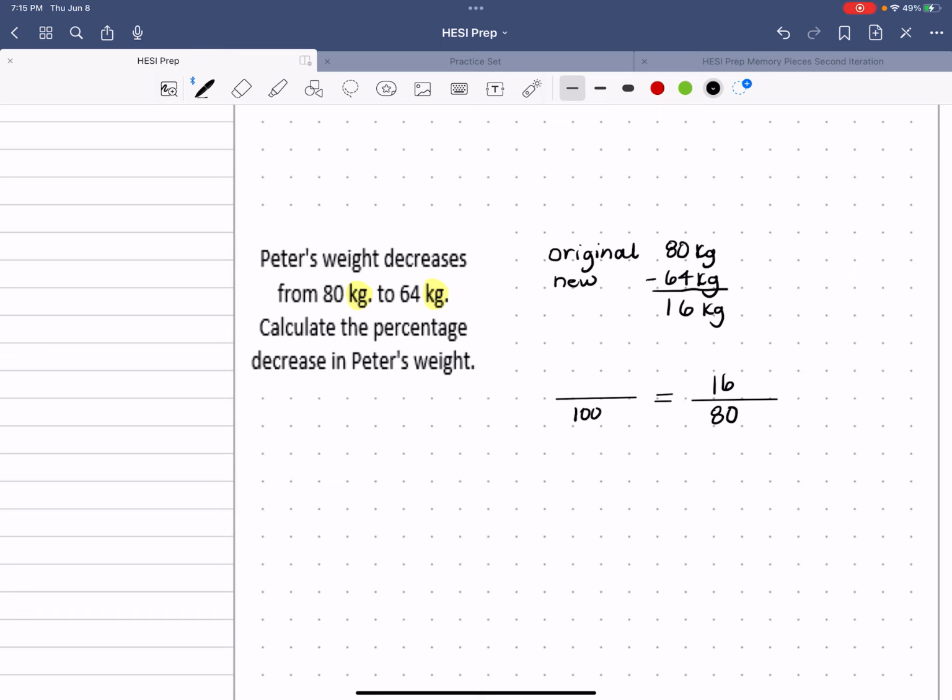Put your 100 over here if you want to do it that way. So you have 16 times 100, and we're going to divide it by 80. I can't cancel that 0, so I'm just going to bring it over here, or you can use the calculator. That is a 20% decrease in weight.